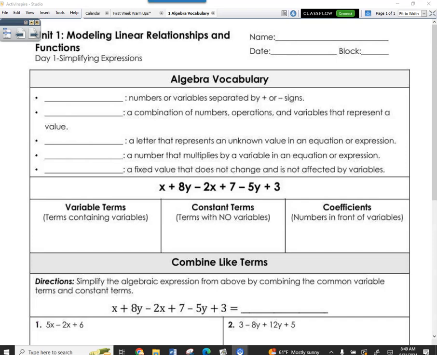So one of the biggest complaints about taking an EOC is kids say, I didn't know what it was asking. So we're really going to drive home the vocab. You've got to know what the words are, what they mean, what they look like. So first of all, this is page 8.